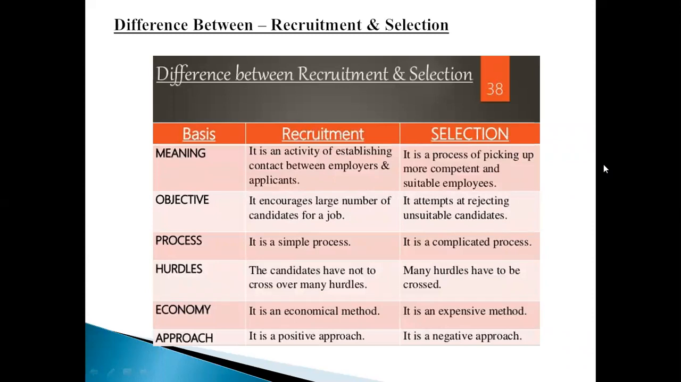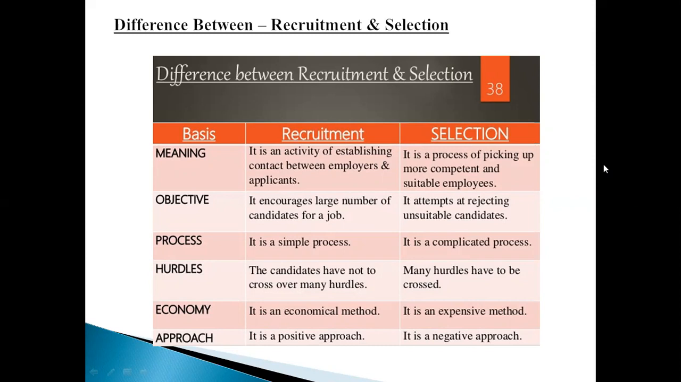Now we'll start with the difference between recruitment and selection. What is the difference between recruitment and selection? What is the distinction between these two? We'll start first with the recruitment meaning. It is an activity of establishing contact between employers and applicants. It is basically finding and hiring the employees, screening the resumes through the job portals or any other methods. Screening the candidates and calling them for the interview is the recruitment process.